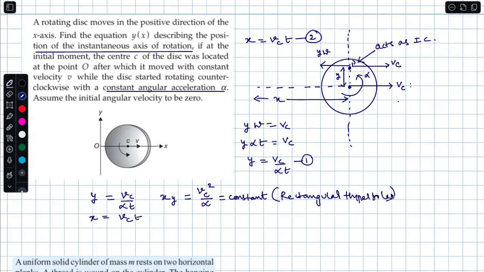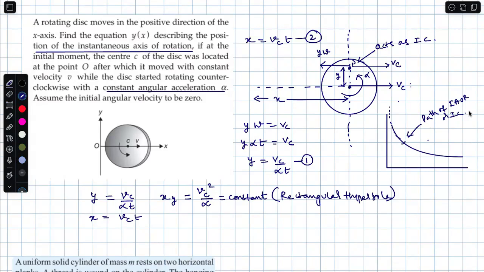Which means when x is equal to 0, obviously you cannot define that. So after some point, once it starts the motion, this is how you will have the path of IA or IC.